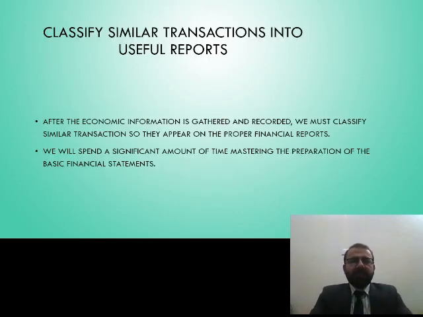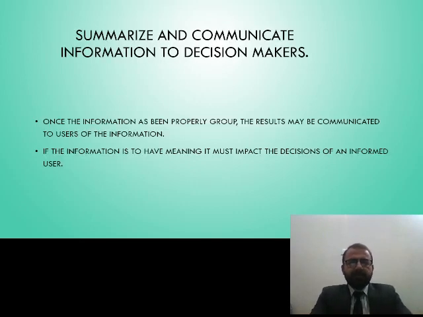Classify similar transactions into useful reports. After the economic information is gathered and recorded, we must classify similar transactions so they appear on the proper financial reports. We will spend a significant amount of time mastering the preparation of the basic financial statements.